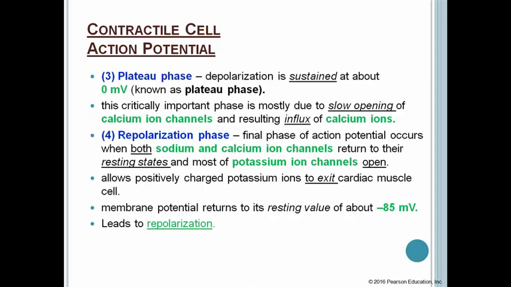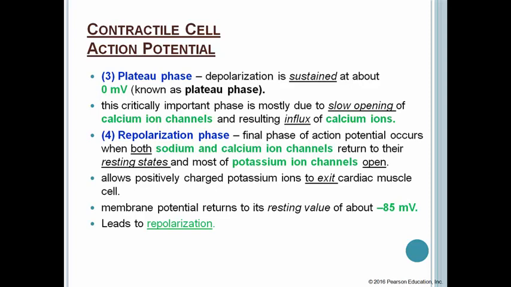The plateau phase is very important for contractile cells. Notice you have a sustained depolarization at about 0 millivolts. This is known as the plateau phase, and this is critical because there's slow opening of the calcium ion channels. They are slow like the potassium, so for the calcium ions to influx into the cell, you need that plateau phase. Very important, because the calcium channels are very slow to open and you need that influx of calcium ions.